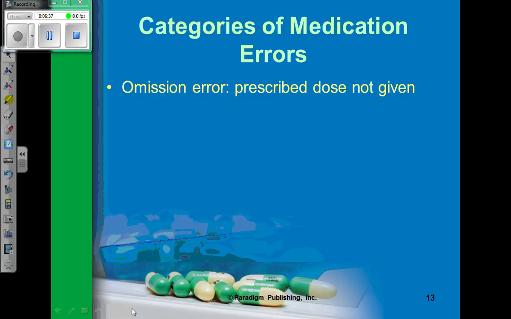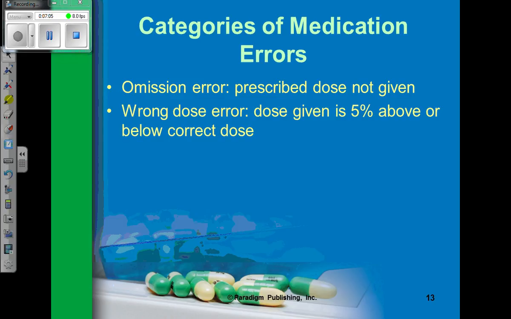So you have different categories of medication errors. One, of course, is your omission error. That, of course, is the prescribed dose is not given. So the next dose is due, but the previous one was not given, pretty much. All these categories of medication errors help in the identification and prevention of possible causes.